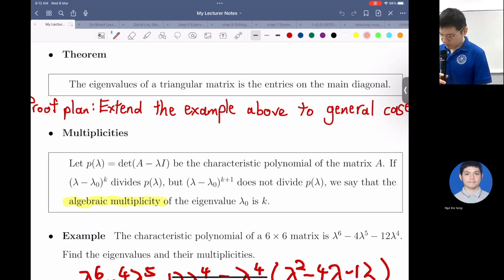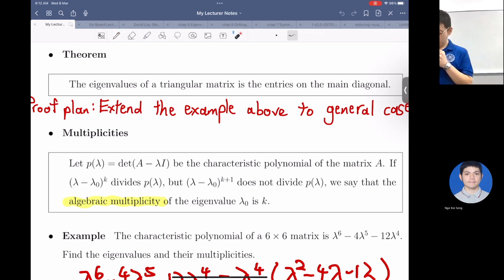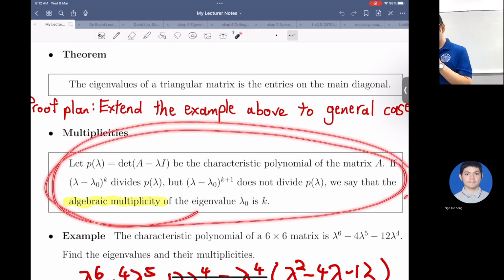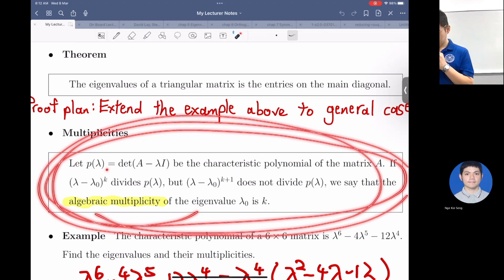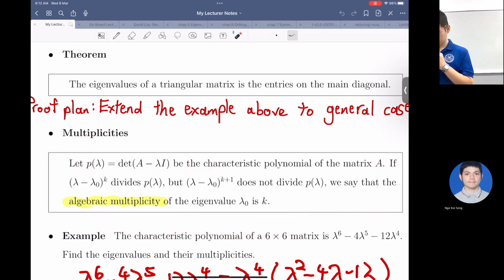What's algebraic multiplicity? Okay, they define it in a bit of a convoluted way. It says that if you have this polynomial here, if this power to the k divides the polynomial, but the extra power doesn't divide the polynomial, then we take k as the algebraic multiplicity. So how do we read this definition?